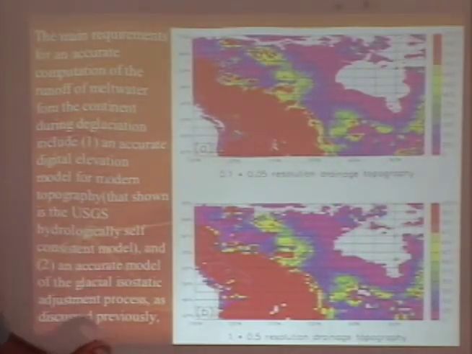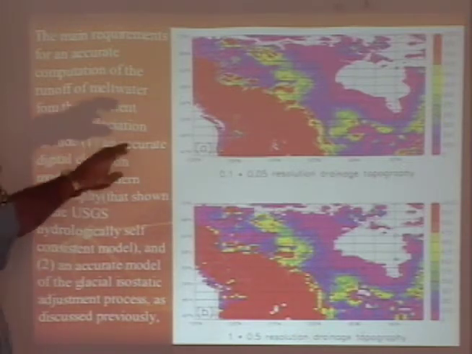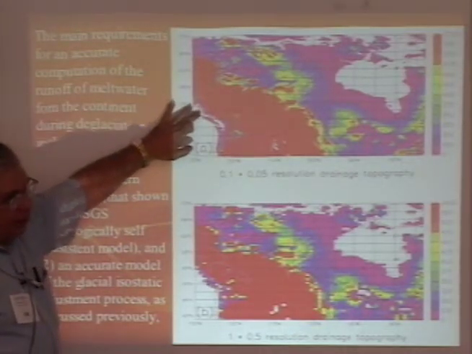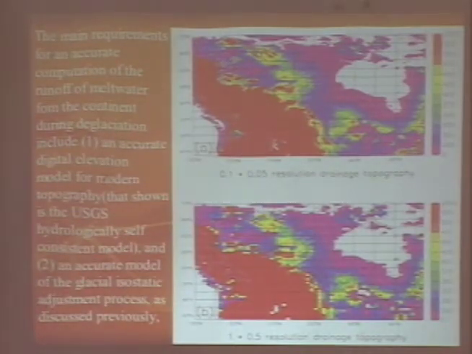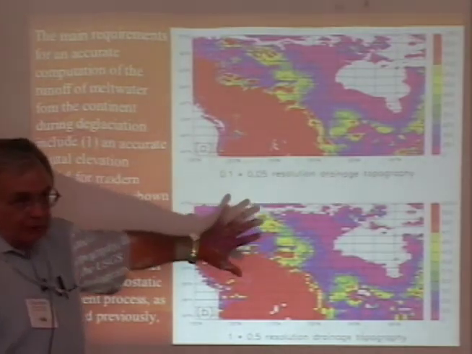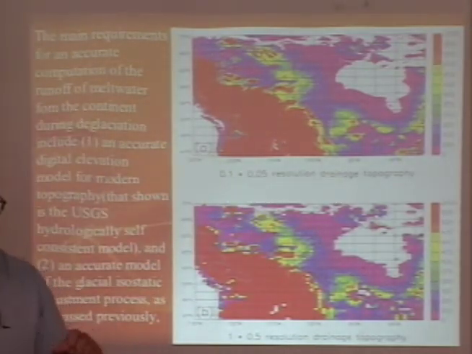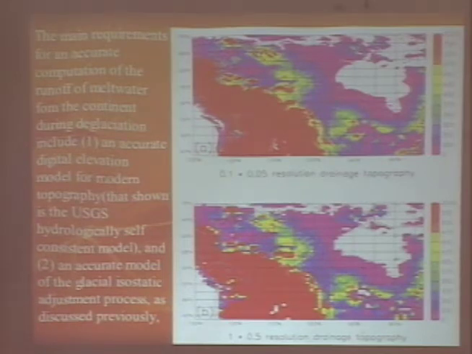This model is the USGS hydrologically self-consistent DEM for the North American continent. This one is the high resolution USGS model, and what we've done here is to reduce the resolution in order that it match the resolution of the ice sheet, which is employed in the detailed analysis of its evolution. But a critical addition onto this picture of today's elevation pattern is the impact of the warping of the continent, which is produced by the glacial isostatic adjustment process.